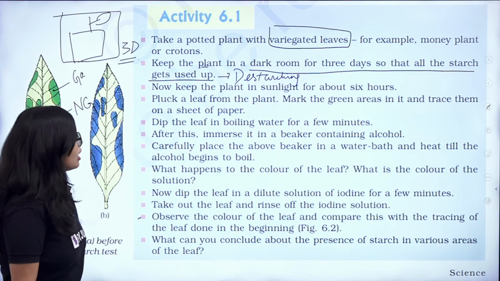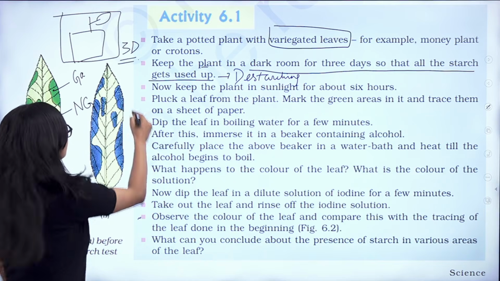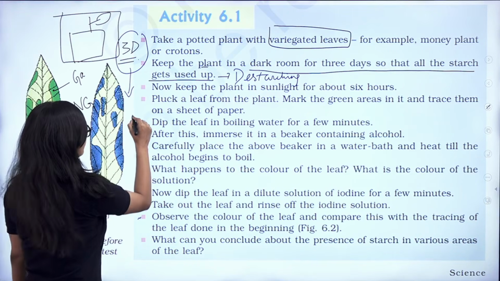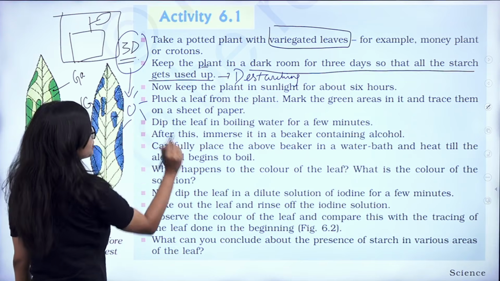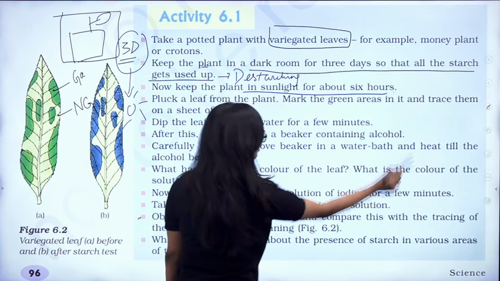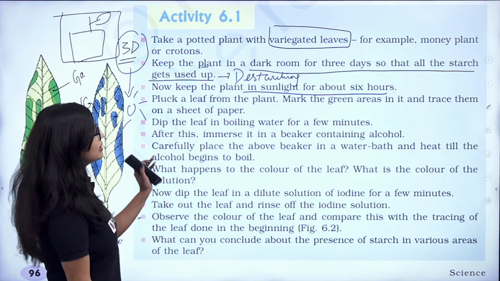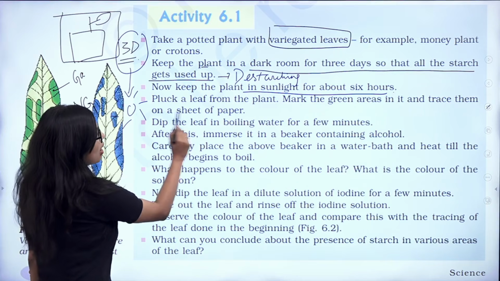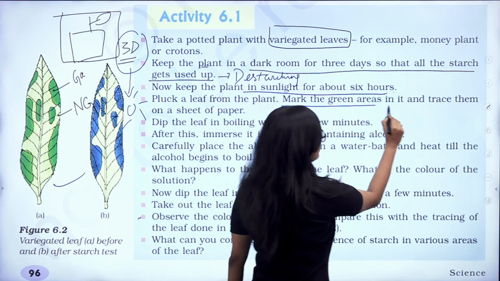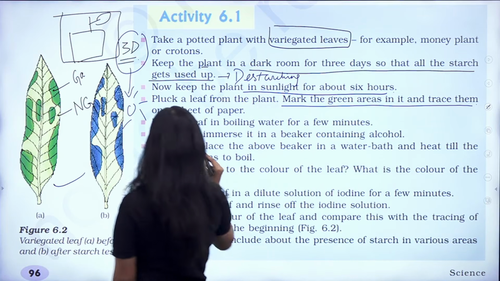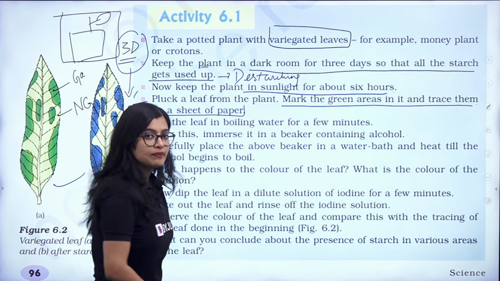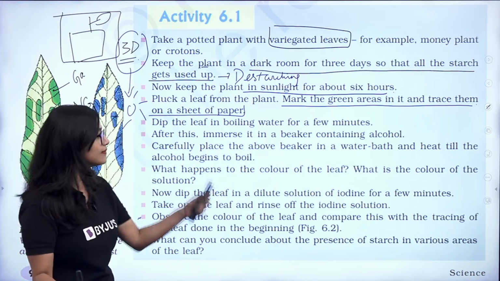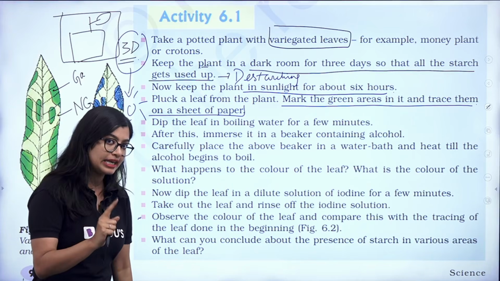Now from here, after we keep it in the dark for 3 days, we take it out and keep it in sunlight for about 6 hours. Now we take 1 leaf, because the experiment is happening only with 1 leaf. You take 1 leaf, mark all the green areas and trace them onto a sheet of paper. We need to know what all the green parts are, so we trace it out and keep it handy for later.